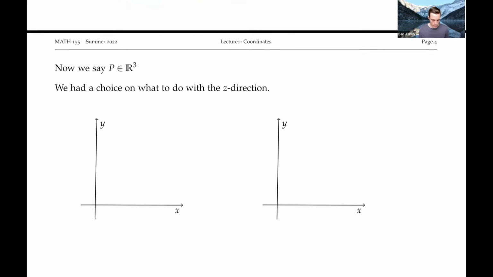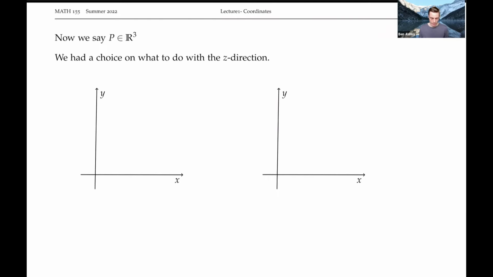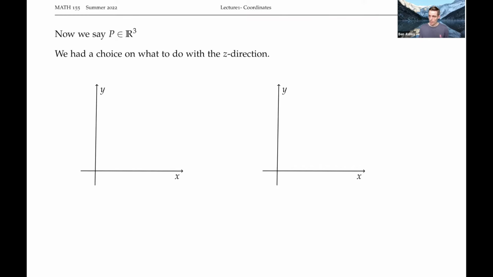Okay, so in 2 dimensions, we don't really have a choice in terms of orienting our axes, at least not in a way that makes any difference. But when we have 3 dimensions, we now have a choice as to what the orientation is with our coordinate system. So first of all, we say that a point P in R3 is an ordered triplet. So P is some point, let's call this X, Y, Z.